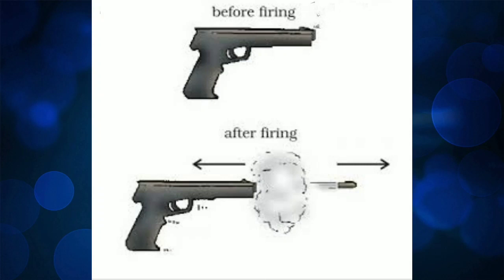Well students, the gun and the bullet in it form a system. The system is at rest before firing. So, the linear momentum of the system before firing is 0.